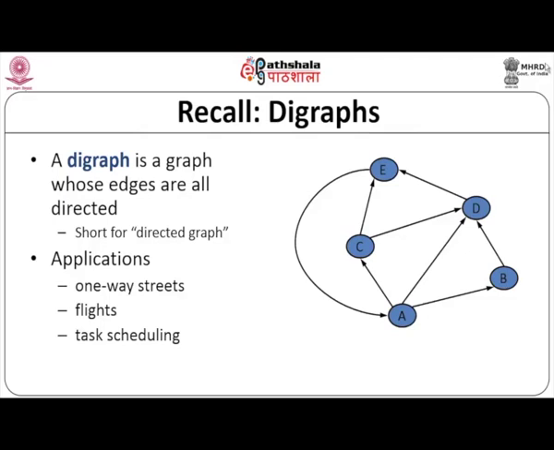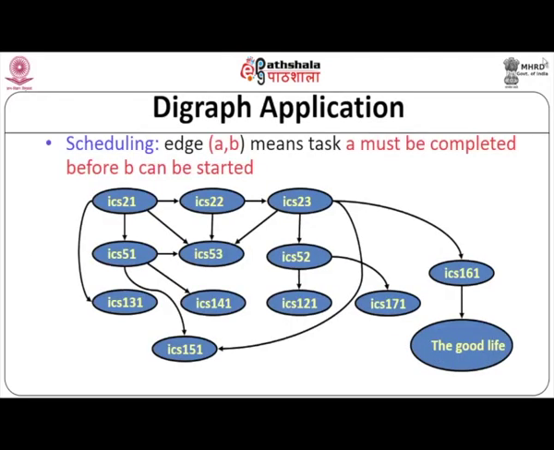Then you have flights from one destination to another. Task scheduling, any scheduling problem, is a typical example of a directed graph. I am not talking about topological sort yet, I am talking about directed graphs. Now, let us look at an application. Scheduling is a typical application of a digraph. You have an edge A B, which means task A must be completed before task B, that is the representation we are using.